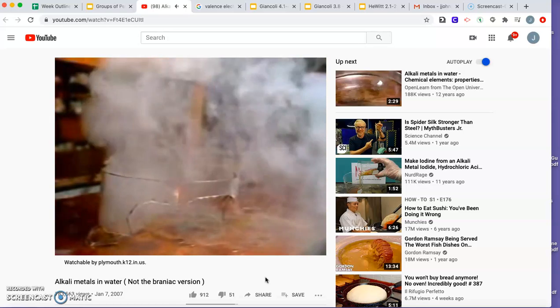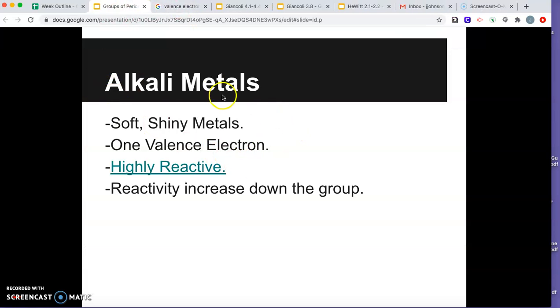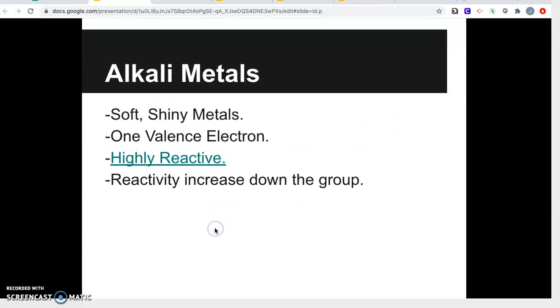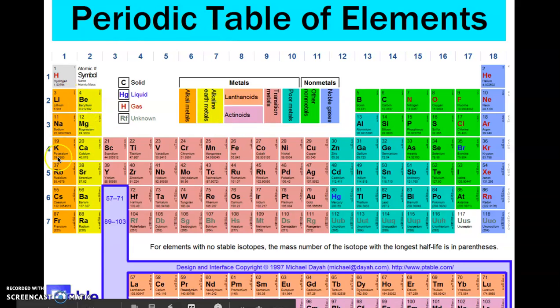Very explosive. So as we talk about alkali metals, reactivity does increase as you go down the group. Okay, so here's the periodic table. This is your first group, so this is the alkali metals. So make sure you know where that group is. Again, 1 valence electron.